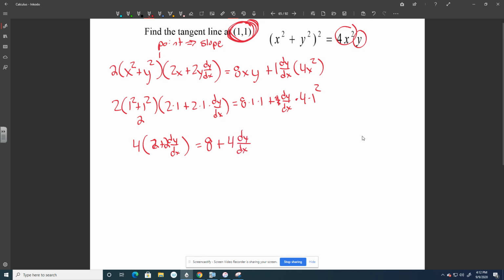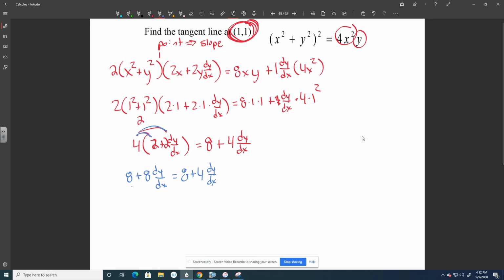So I know I did that simplifying really fast. Pause the video, and if you need to go back and follow that a little bit slower, you are more than welcome to. But from here, this makes it a lot easier to get my dy/dx by itself. Okay, so I'm just going to distribute this 4. So I end up with 8 plus 8 dy/dx is equal to 8 plus 4 dy/dx. See how much easier this is than trying to FOIL all this stuff out.